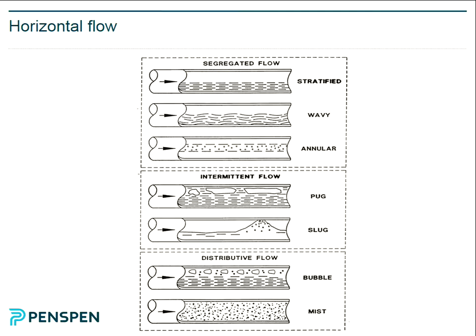Slug flow, you get plugs of liquid going up. And churn is interesting because imagine in a vertical flow you've got some instability, so you can get flow of oil up being driven by the gas moving past it, and then it can become unstable and then fall back down again. So you get this circular effect. And annular flow, you get the gas whistling up the middle, basically, with just the liquid on the outside.